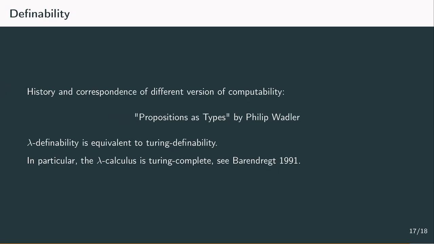Whenever a system is powerful enough to define every Turing computable function, it's called Turing complete. Many systems have been proven to be Turing complete and are therefore equivalent counterparts to Turing computable functions, including mu-recursive functions and the terms of the untyped lambda calculus. A proof of the Turing completeness of the lambda calculus can be found in Barendregt 1991. So, with only 3 rules and a definition for computation, we're able to construct every Turing computable function.